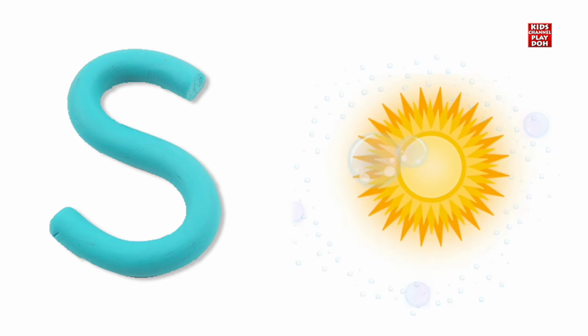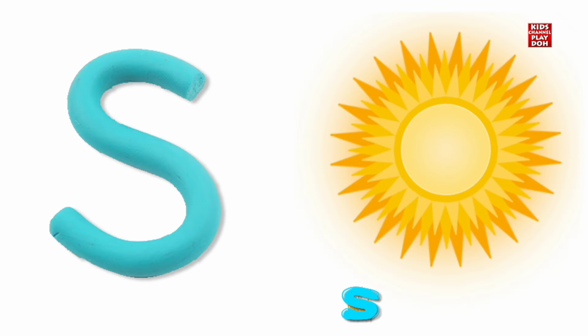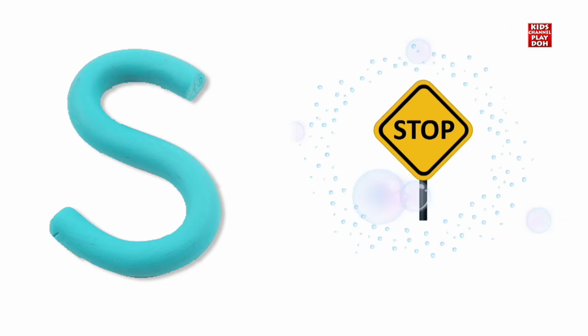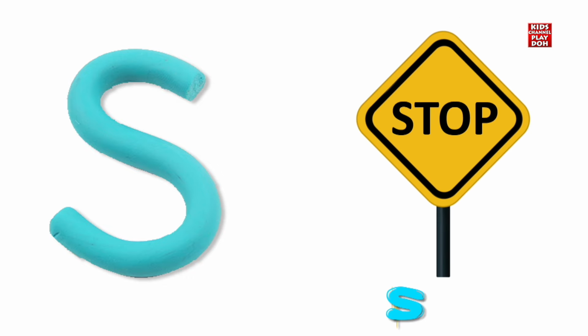S is for sunshine, sunshine. S is for square, square. S is for starfish, starfish. S is for stop, stop. Here comes the letter T.